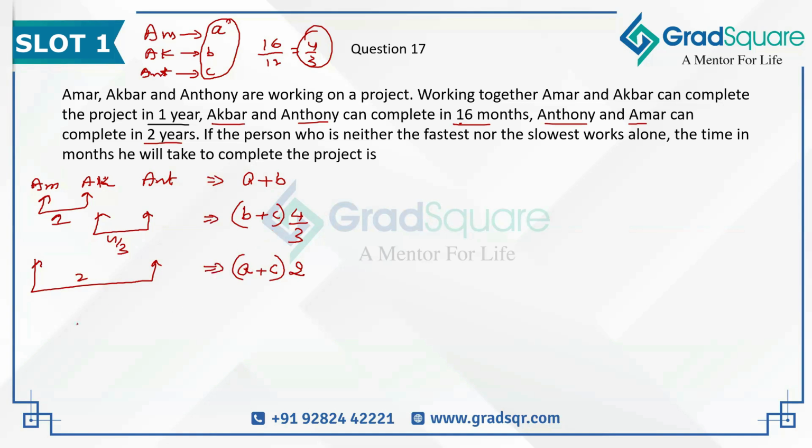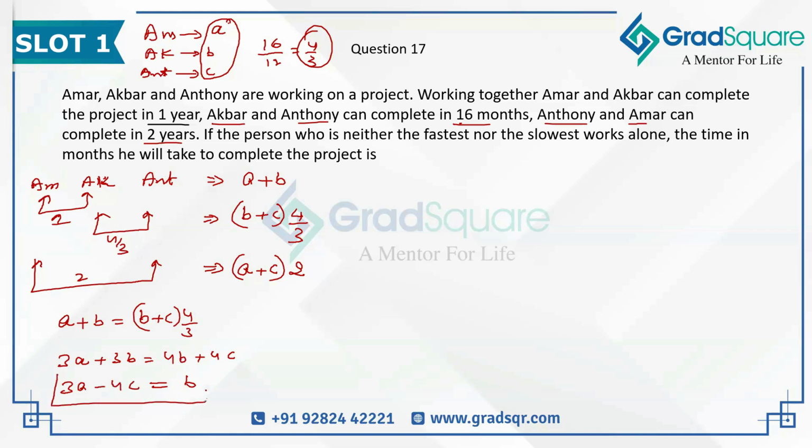Let's see, with the help of their comparisons with each other, what we can get down to. If A plus B equals B plus C times 4 by 3, you can make an equation out of this. Let's say 3A plus 3B equals 4B plus 4C. If you look at this, you get the value of B in terms of A and C: B turns out to be 3A minus 4C.